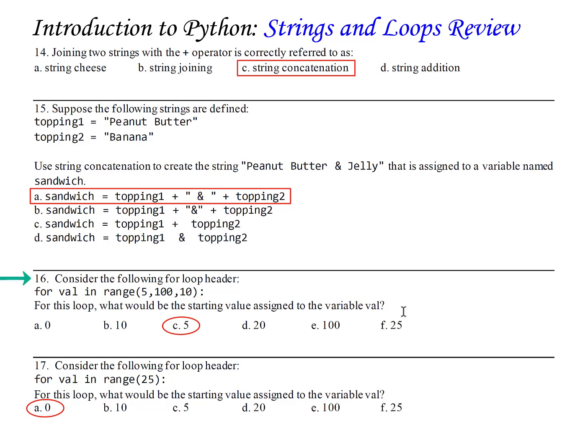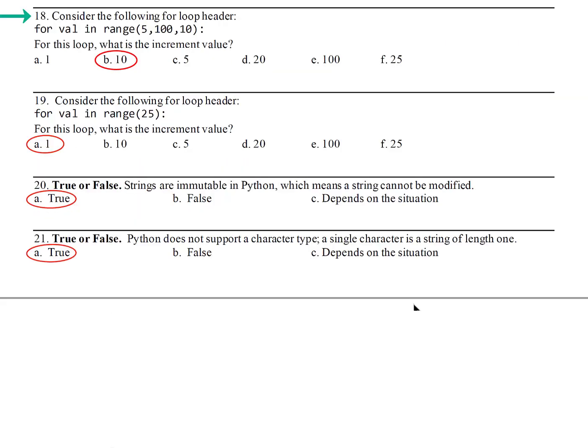16. Consider the following loop header: for val in range 5 to 100, step 10. For this loop, what would be the starting value? 5, obviously. Number 17. For this following loop, for val in range 25, what's the starting value? 0. Really, it might have been more interesting to ask what's the ending value. For this loop header, for val in range 5 to 110, what's the increment value? And that's 10. Consider the following loop header for val in range 25. What is the increment value for this loop? 1. That was number 19.